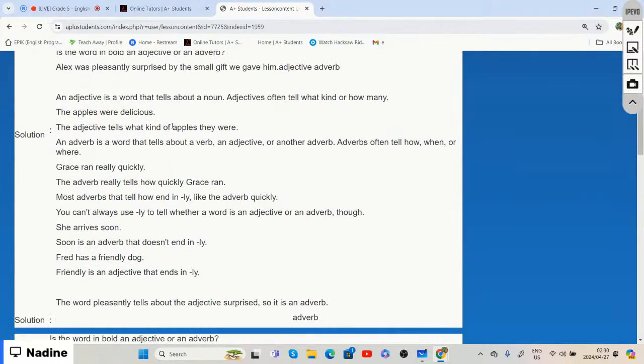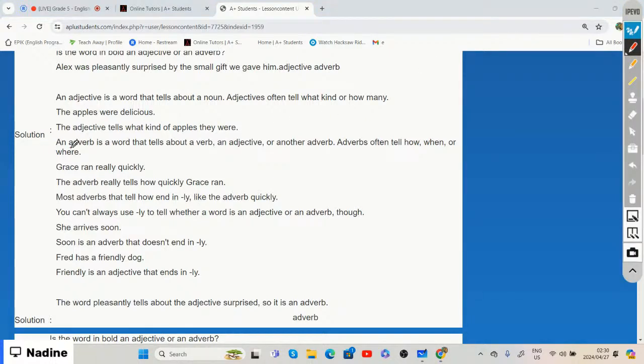So an adverb is a word that tells us about a verb. Adverb, there we have the word verb inside of that. So an adverb tells us more about the verb, the adjective, or another adverb. And it often tells us how, when, or where. An example of an adverb: Grace ran really quickly. So quickly tells us how Grace ran.